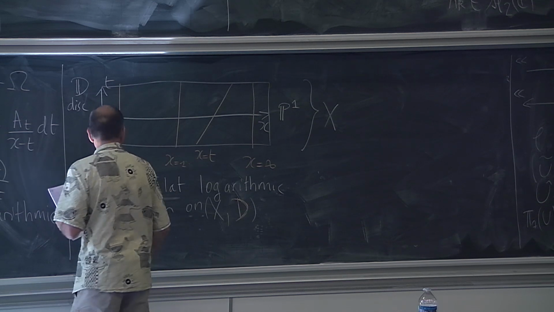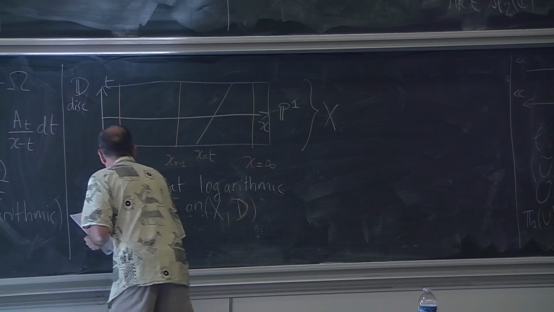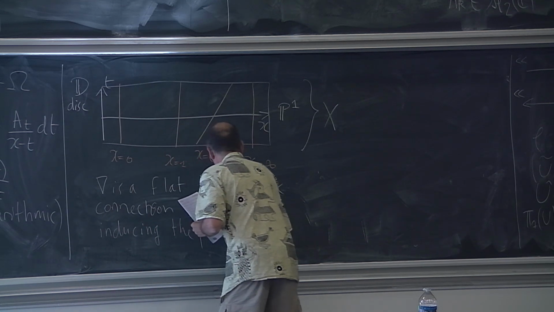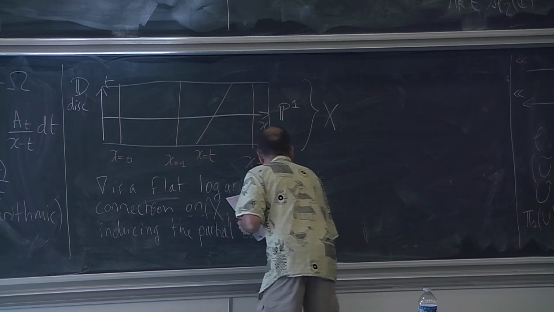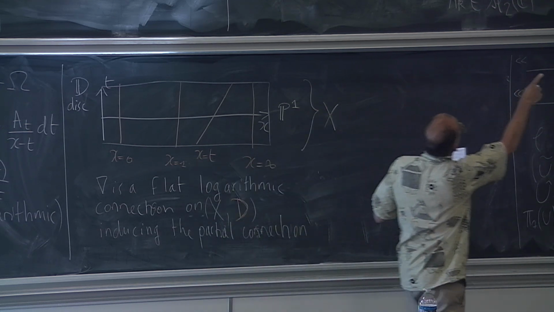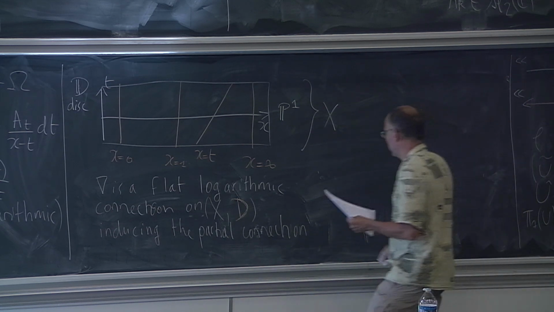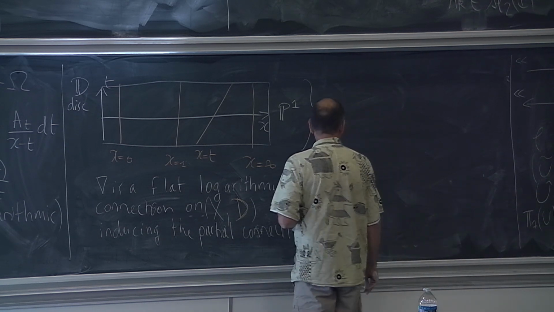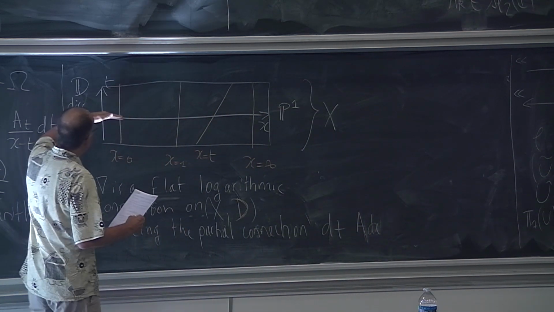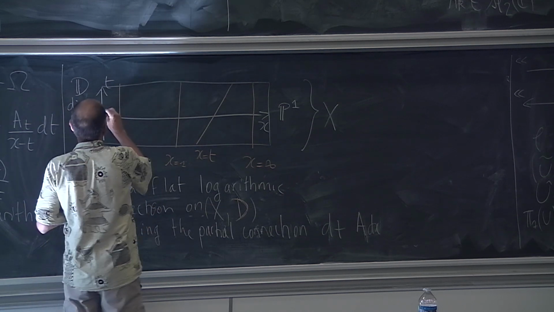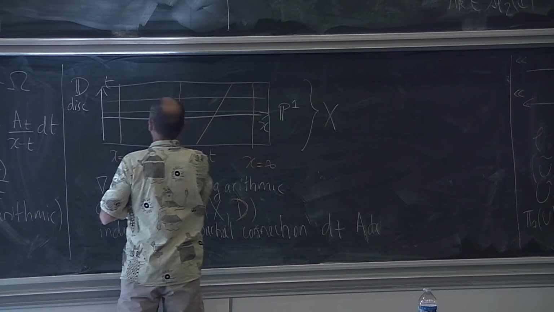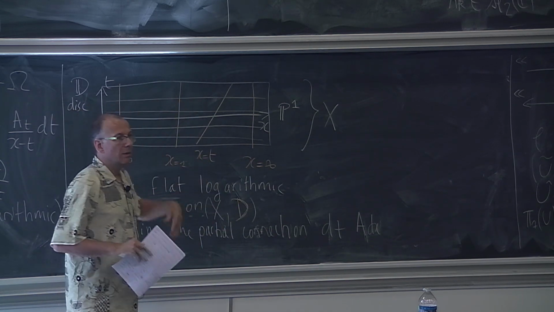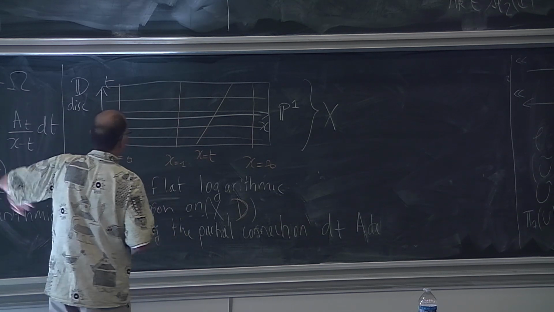Which is inducing the partial connection which I had at the beginning, which was d plus A dx. So initially, I had the connection on each fiber, or each horizontal fiber. I had a system or a connection. And now I connect them by this flat connection.